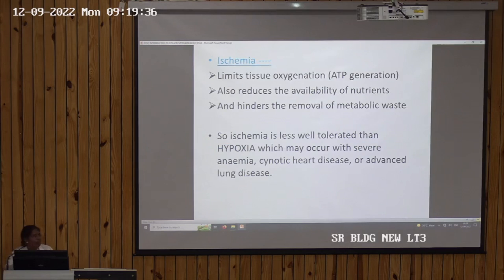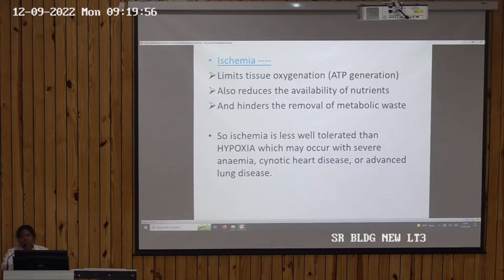So what does the ischemia cause? Ischemia limits the tissue oxygenation. That is, ATP generation is less because there is less amount of oxygen. It reduces the availability of the nutrients, other nutrients also, and it hinders the removal of the metabolic waste.